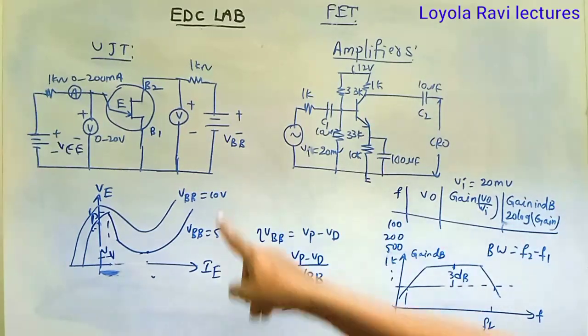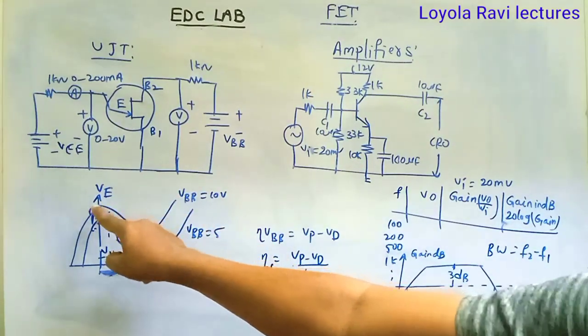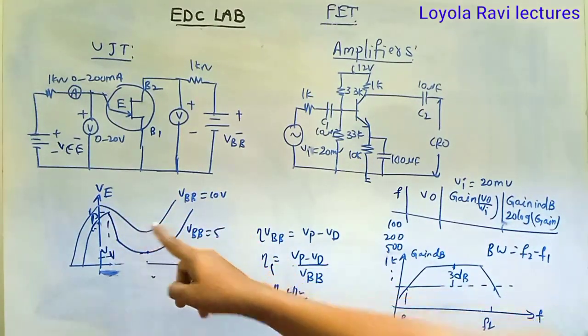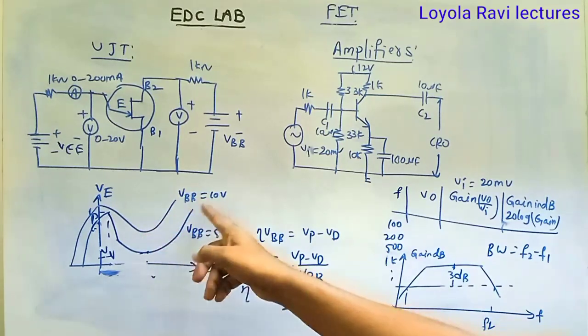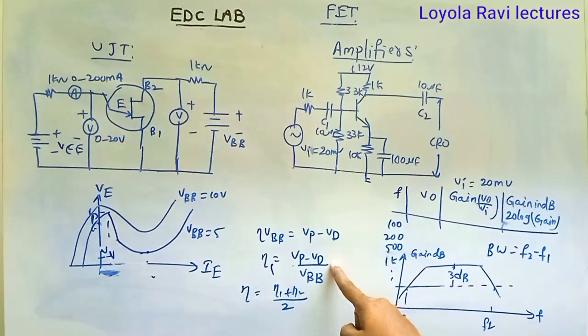Similarly, you can find for 10, that is eta 2 is equal to Vp, some maximum peak voltage, minus Vd, the 0.7, by Vbb is the 10. If we substitute that, you will get eta 2. Then average of those two is nothing but eta. Eta is equal to eta 1 plus eta 2 by 2. This is the intrinsic standoff ratio. That is our aim, to find the intrinsic standoff ratio.